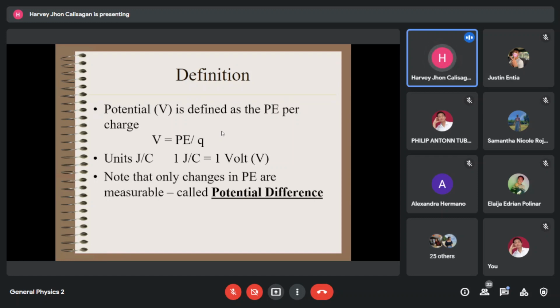Okay, note that only changes in PE are measurable, and that is what we mean by potential difference. Since no absolute energy is measurable, we cannot just dispose of any energy in a given situation. So the idea there is that all of the energy that will be coming from a material that has a potential energy can only be transformed into kinetic once those charges flow in a medium.